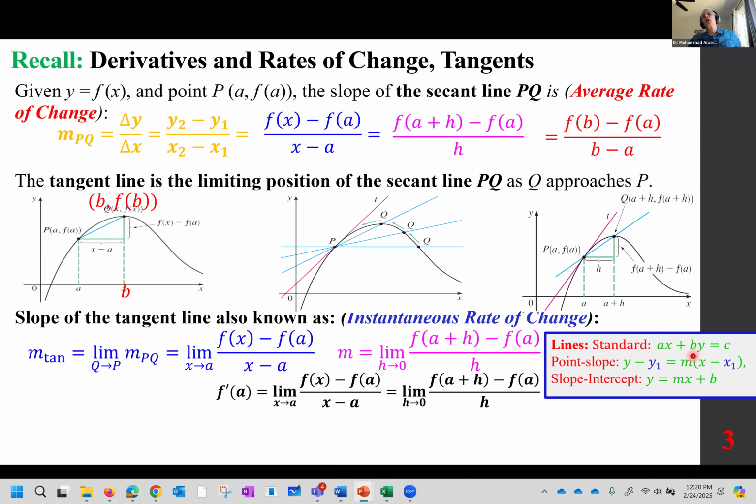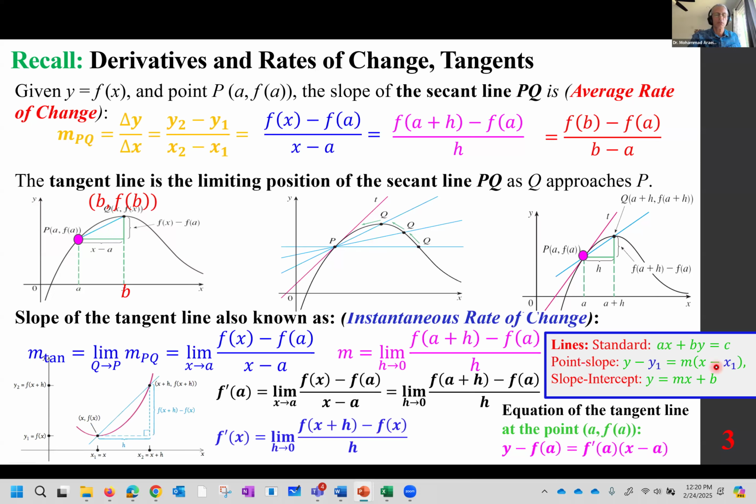Various formats for lines use the point slope at point a comma f of a. Here's the equation of a tangent line: y minus f of a equals f prime of a times x minus a. We'll just use the point slope. In general, it gives rise to the definition: f prime of x is the limit of f of x plus h minus f of x over h as h approaches 0. So that's what we looked at.